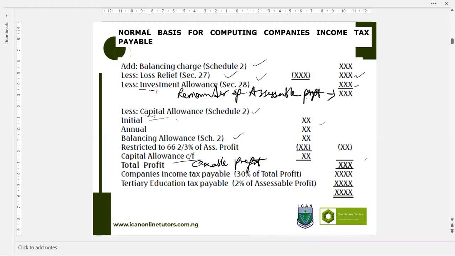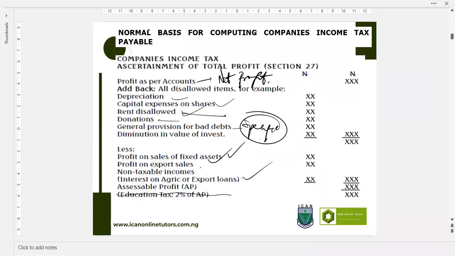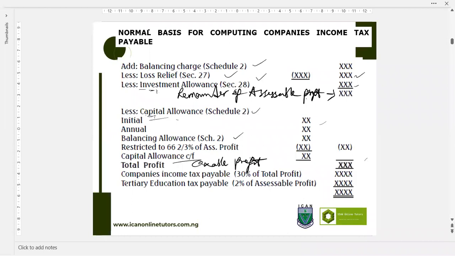So you have companies income tax payable at 30%, tertiary education tax payable at 2% of assessable profit. Based on the requirements of the Finance Act of 2019, whether you are using 20% or 30%, or you are using 0%, these approaches still remain. Okay, these formats still remain. I mean, there are no changes to the way and manner taxable or chargeable profits of companies are computed for the purpose of companies' income tax payable and education tax payable. The only thing that changed is the rate.